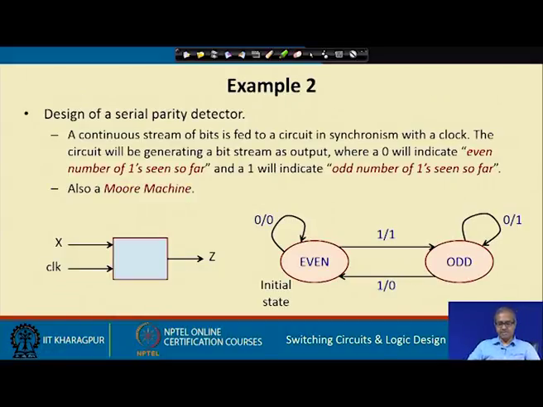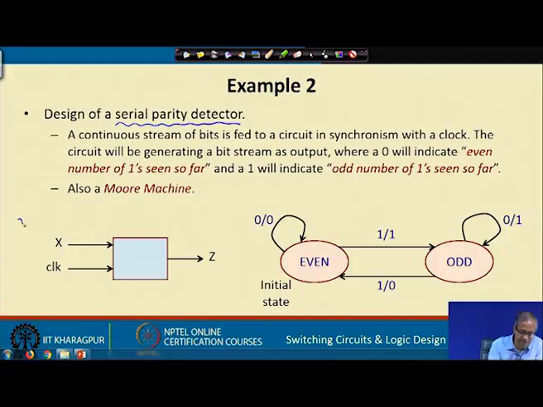Okay. This is a slightly more difficult problem. This problem is that of a serial parity detector. So, what is this problem? You first look at this circuit. This circuit has an input x and an output z. So, x is applied with a serial bit pattern, let us say 0 0 1 1 1 0 1 0 0 1, something like this.